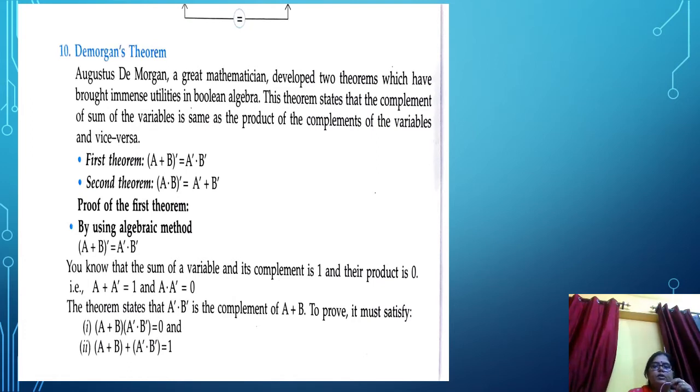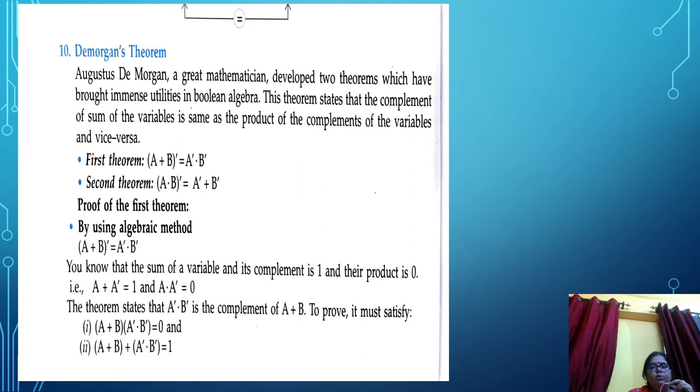Okay, in the first theorem, we will see that the theorem is very easy to understand. Break the bar and change the sign. See, if we remove the complement from here, then the sign is changed. Break the bar and change the sign. We have to first break the bar of the NOT and then change the sign. Like that in the second theorem also, just the sign has been changed. Now break the bar and change the sign.